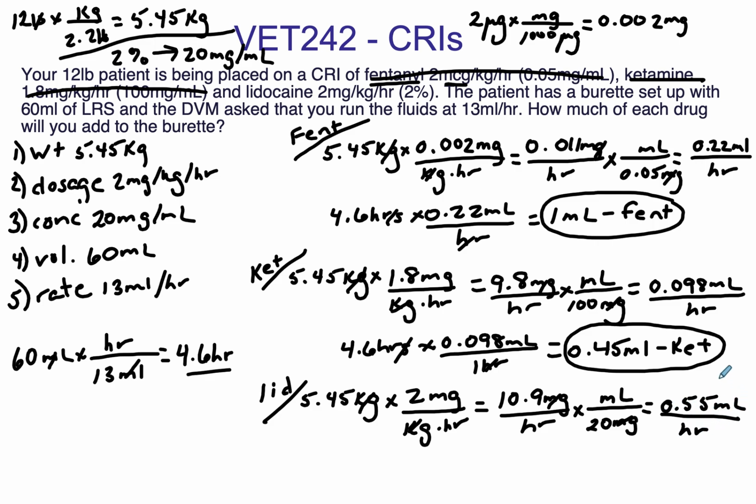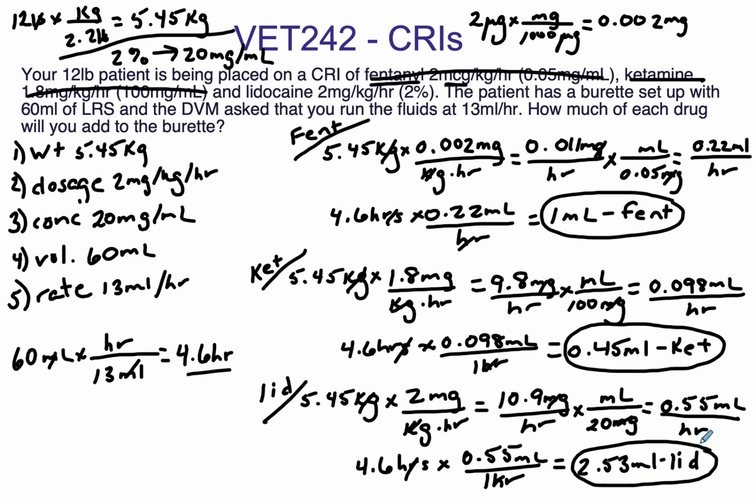Almost done. We're getting there. We're not giving it for 1 hour. We're giving it for 4.6 hours. We're going to bring that piece of information over once again. 4.6 hours times 0.55 mils per 1 hour. How many do we need for 4.6 hours? And apparently we need 2.53 mils of lidocaine.